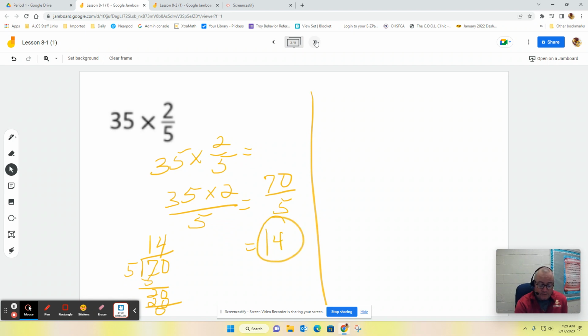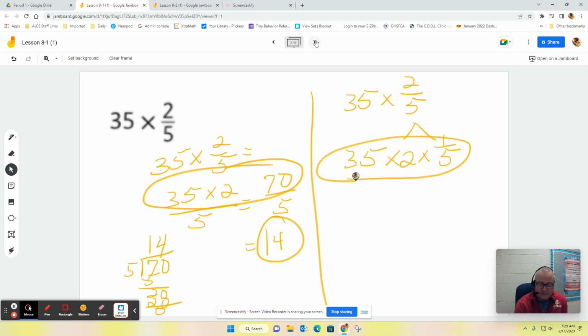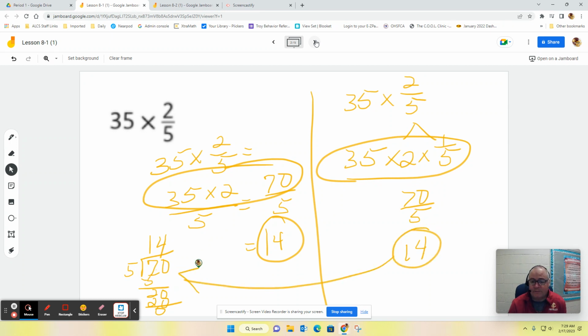Or I can do it the other way, right? We've got 35 times 2/5, and I split 2/5 into 2 times my unit fraction, which is 1/5. And now all I'm doing is the same math I did over here. I've got 35 times 2, which is 70, 70 times 1, which is 70/5. And we just got to do our division problem. 70 divided by 5 is 14. I know that because I already did my math over here.